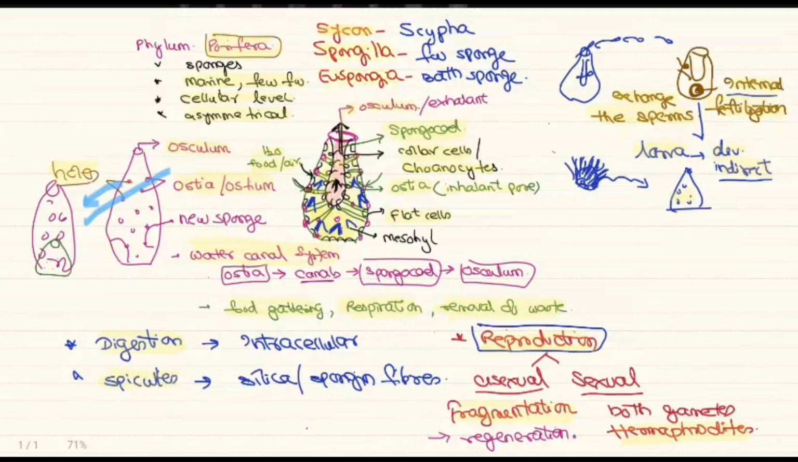This is about Porifera. Let's continue with Coelenterata, the phylum Cnidaria. So let's see about the next phylum, that is the phylum Coelenterata, also called Cnidaria.